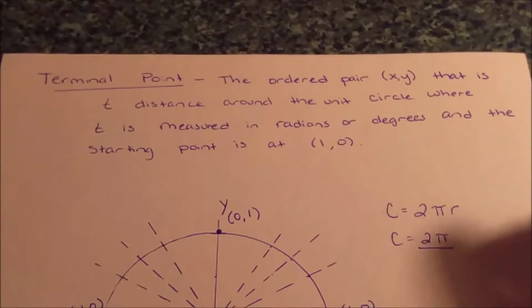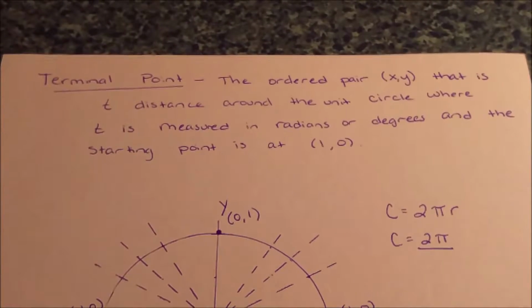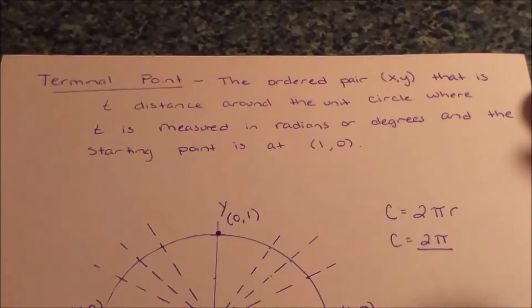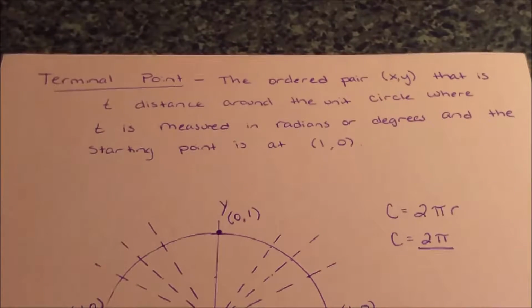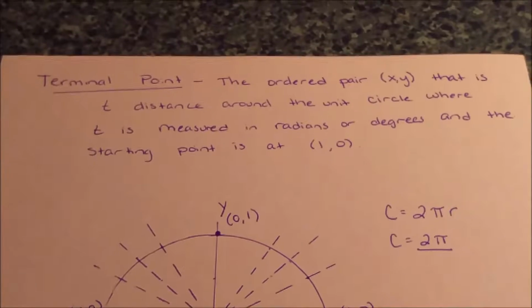Alright, in this video I'm talking about terminal points, terminal sides, and how we measure our angles and radians in a unit circle. So by definition, I've got the definition up here if you want to read through it. We are going to be looking for an ordered pair that is a certain distance around a unit circle.